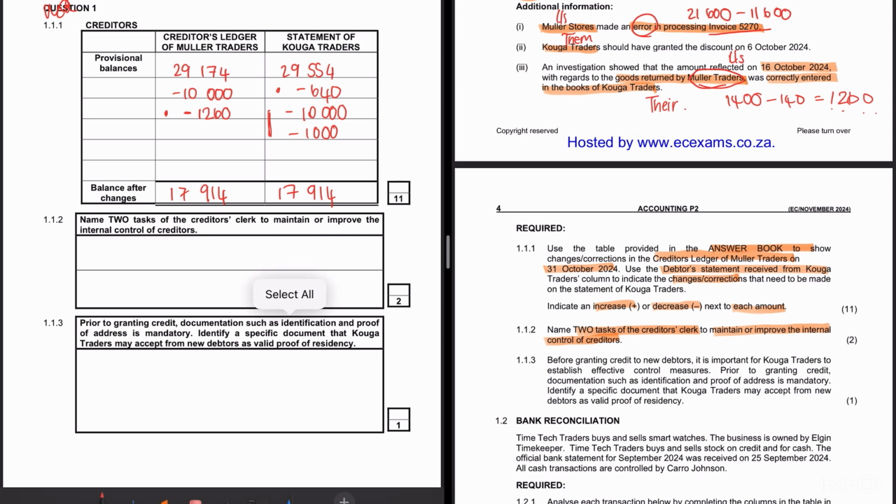Okay, so one of the reasons that you could provide is make sure creditors are paid on time to prevent interest on overdue account.